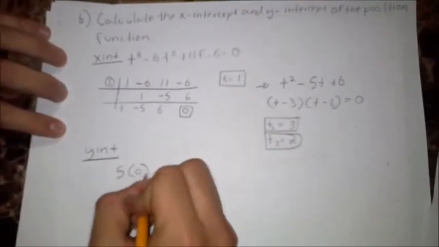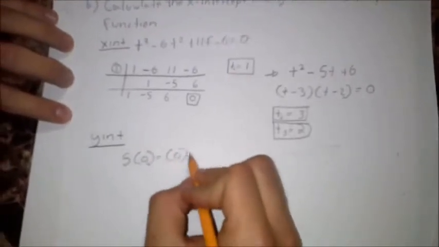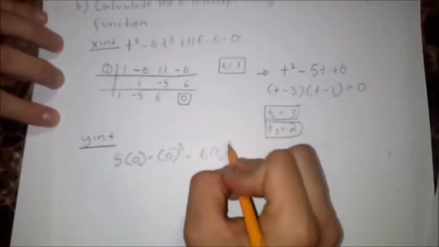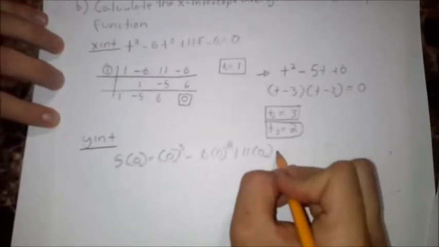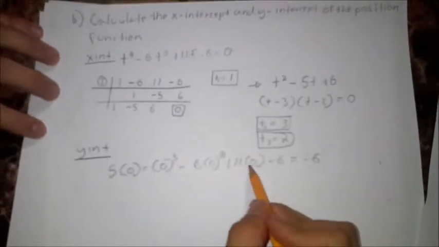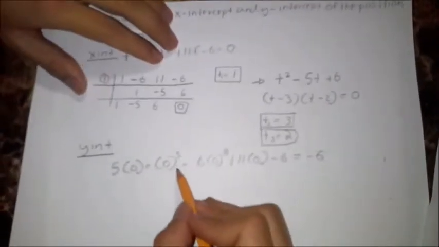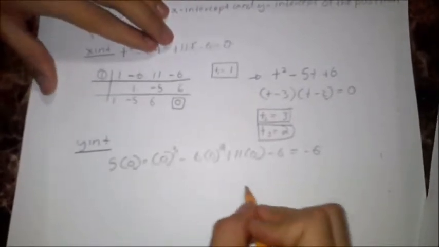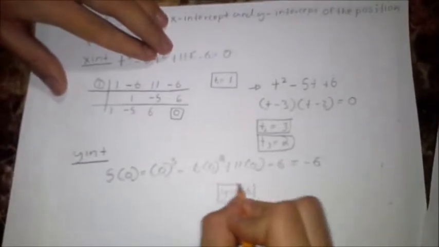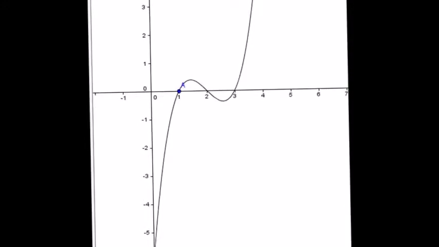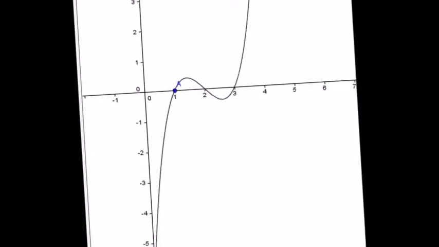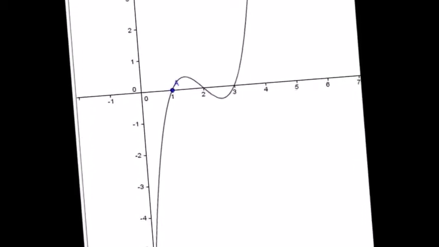We have to evaluate the original function at 0. So 0 cubed minus 6 times 0 squared plus 11 times 0 minus 6. This is going to give us minus 6, because all the other terms vanish because of the 0. Finally, we get a y-intercept equal to minus 6. For the graph, we have a cubic function with x-intercepts at (1, 0), (2, 0), and (3, 0), and y-intercept at (0, -6).